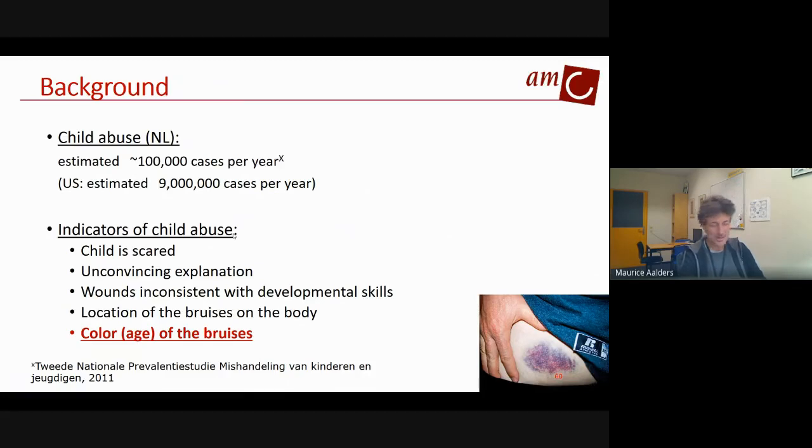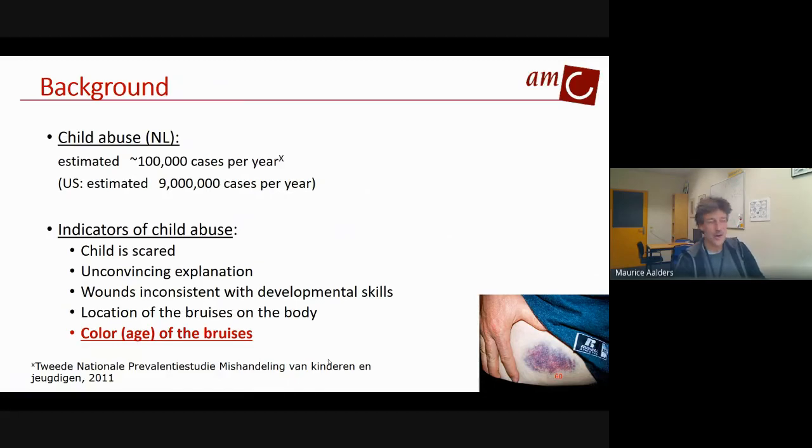The child can be scared. It's a character. It can have a very unconvincing explanation for certain wounds, or maybe the wounds are inconsistent with developmental skills. So the preferred locations of bruises are different in different stages of development. When you just start to walk, you have bruises on different sides of the body. And when you're just crawling, or when you're not able to roll around, it's all depending on the development of the kid. And one of the things is the color of the bruise, but there's no good model as of yet to get a good age estimation.